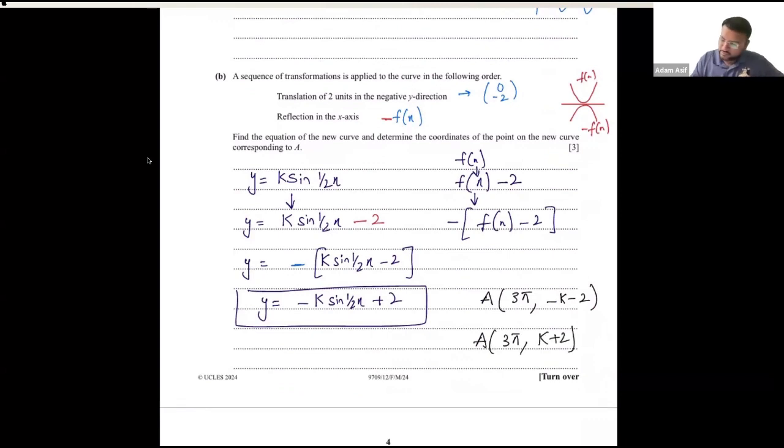That's the final answer. Okay, I can erase this answer now. This is the final corresponding answer. Corresponding point of A. Actually, this is not A. This is the corresponding point of A.